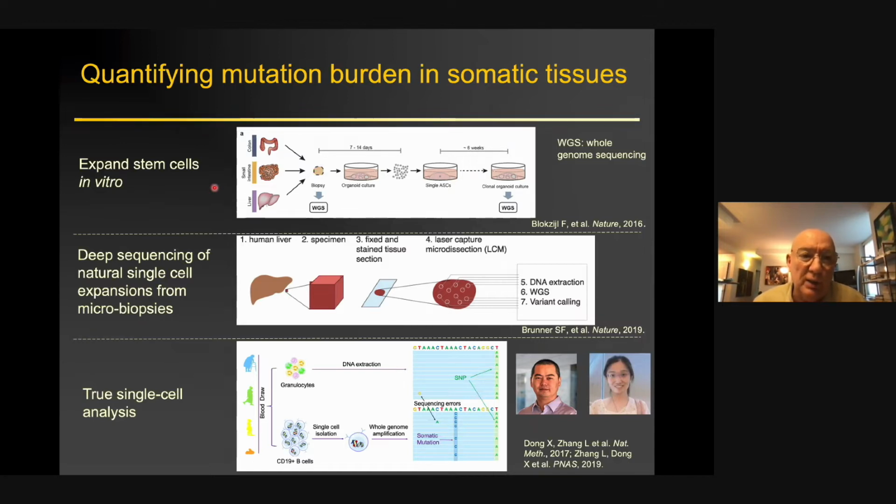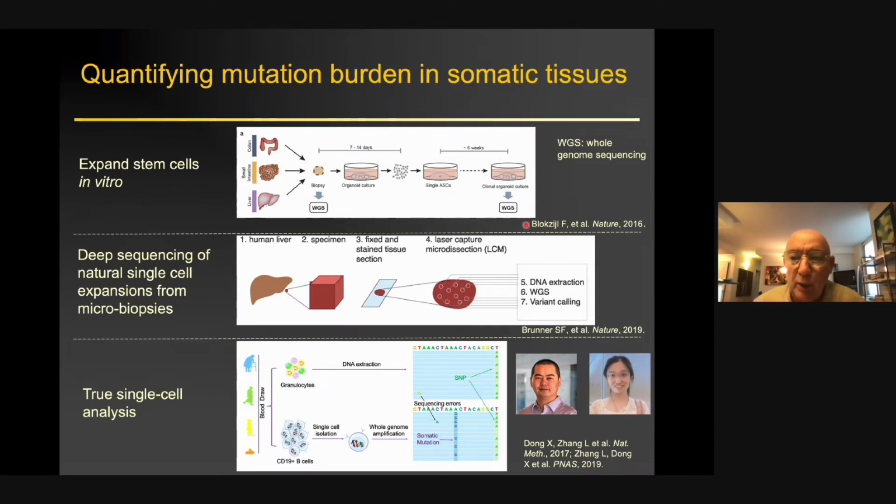So every cell is different. You will need to take a single cell approach. You can do that by expanding cells, mostly stem cells in culture. You can take cells like, for example, Maria Eriksson did very nice work on human muscle stem cells, and she made clones out of that, and she can then sequence the clones.